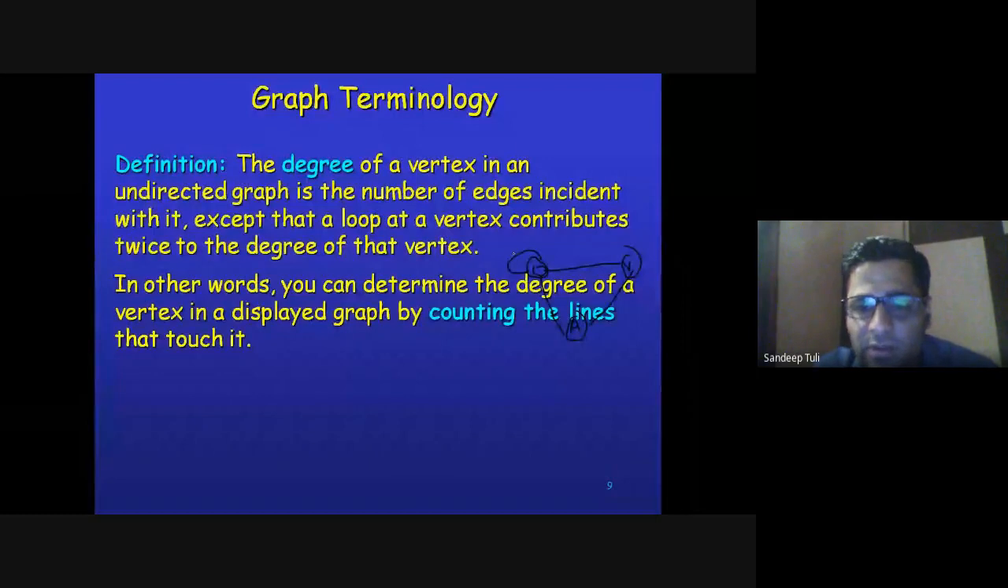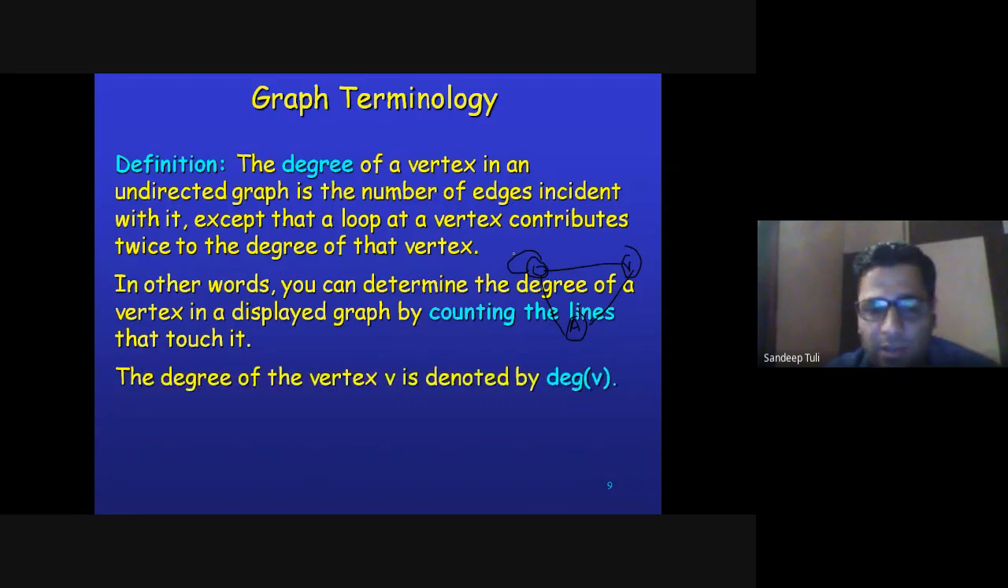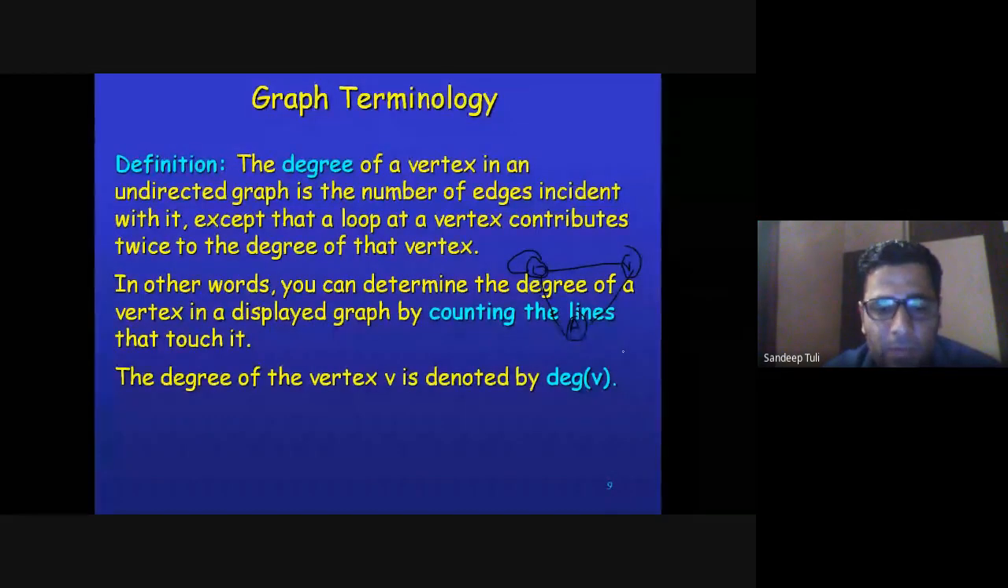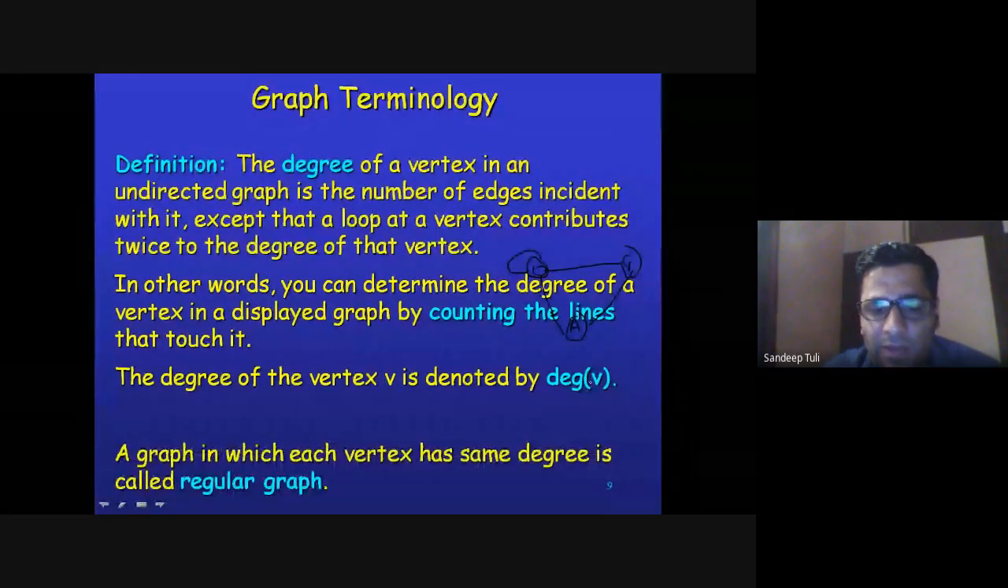In other words, you can determine the degree of a vertex in a displayed graph by counting the number of lines that touch it. A loop will definitely be counted as twice. Always remember this. The degree of a vertex V will be denoted by deg(V). A graph in which each vertex has the same degree is called a regular graph.